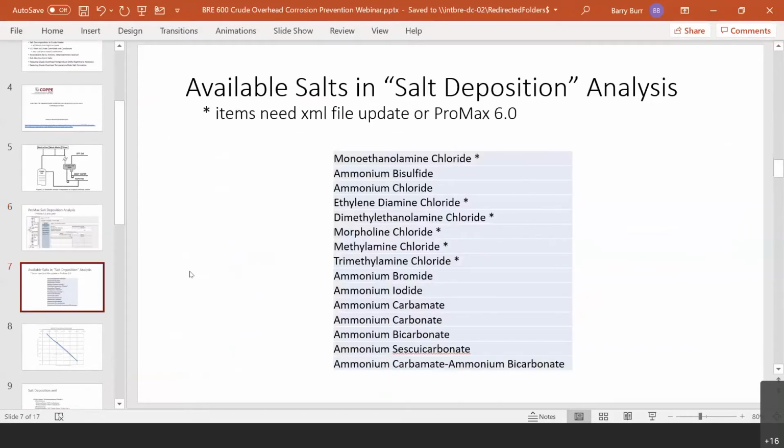Here is the list, currently, of salts that we have salt point correlation parameters for. And the ones that are starred are ones that I've regressed from the reference that I showed you earlier. So these are salts of hydrogen chloride with various bases. Here's monoethanolamine. We're going to look at this one a lot more. So this monoethanolamine chloride is the salt we're going to look at in our little study.